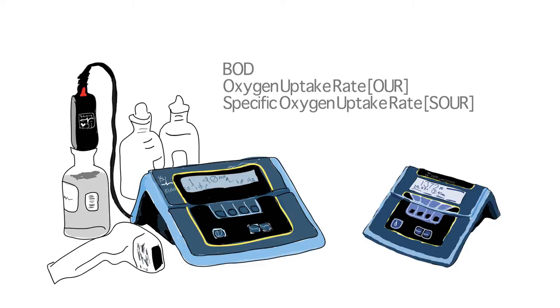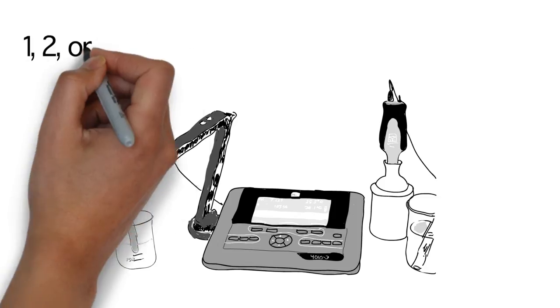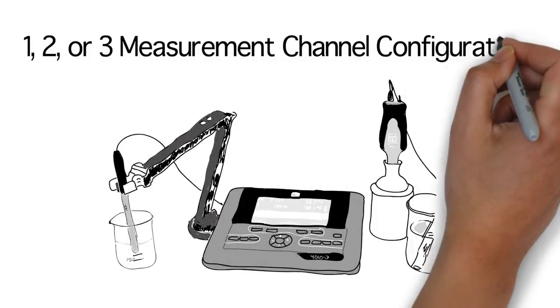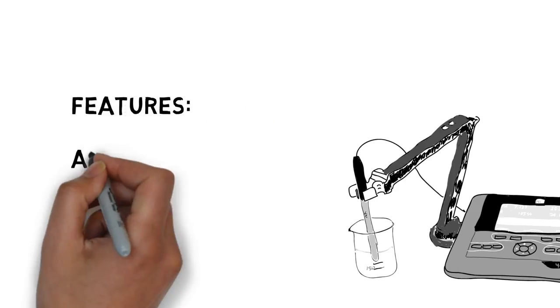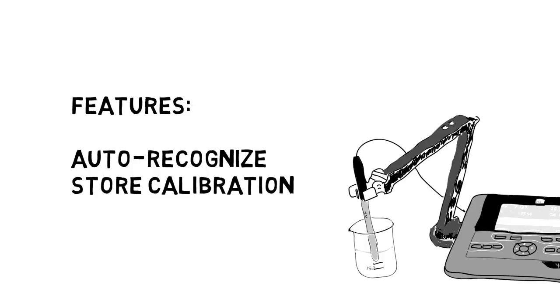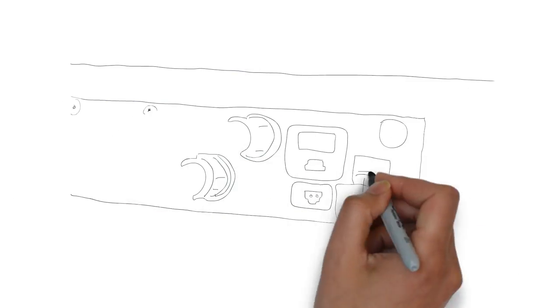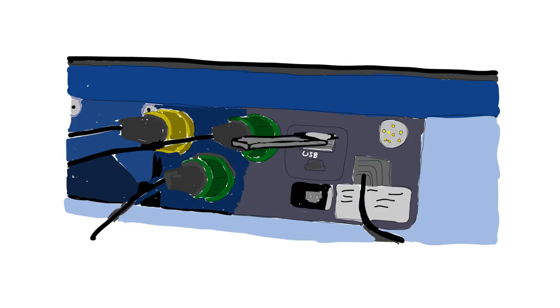If you need a true multi-parameter lab instrument, look no further than the YSI Digital Multilab Series. Available in 1, 2, or 3 measurement channel configurations, these cutting-edge instruments feature digital sensors that are auto-recognized and store their calibration, as well as USB connectivity on the instrument for convenient data management.